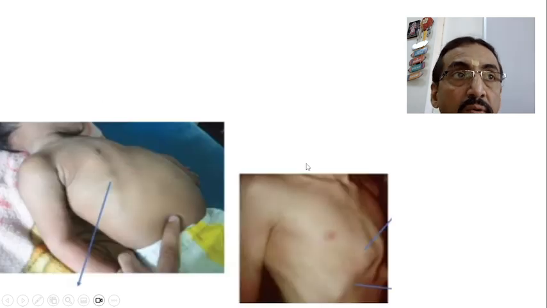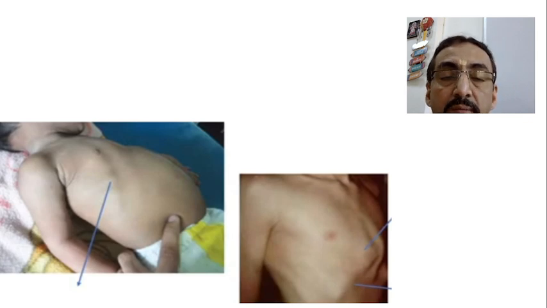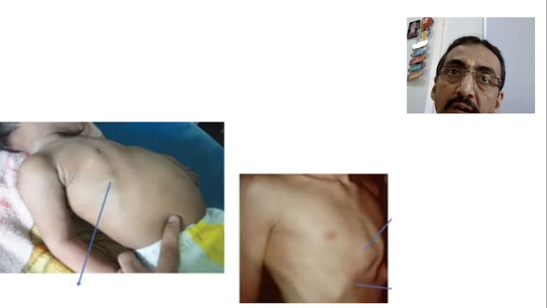In the next class we are going to discuss the very important investigations related to rickets.